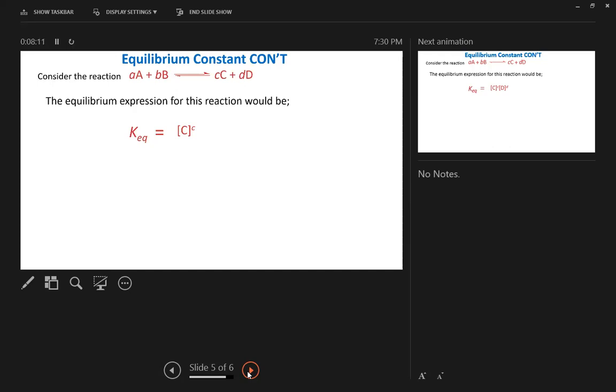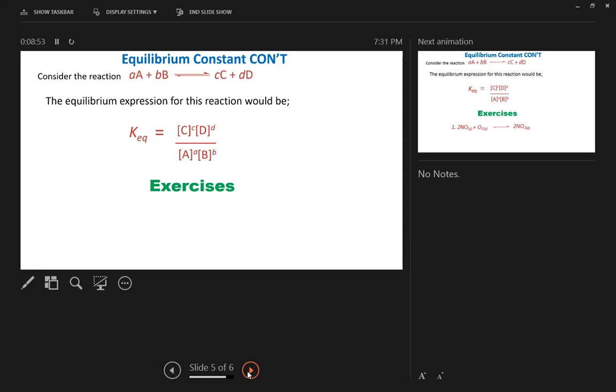Now, when we put this expression together, we take the reactant and the product side. We have the concentration of C raised to the power of small letter c, and the concentration of D raised to the power of the coefficient of D, all divided by the concentration of A raised to the power of small a, and the concentration of B raised to the power of the coefficient of B. Now, we have been able to successfully arrange this rate constant into an equilibrium constant.